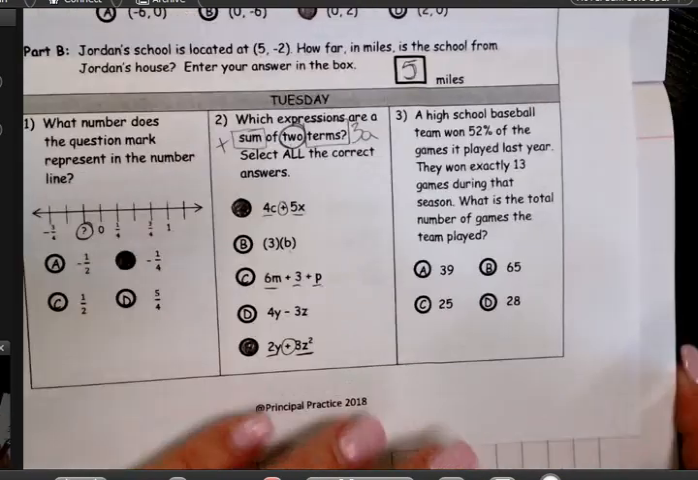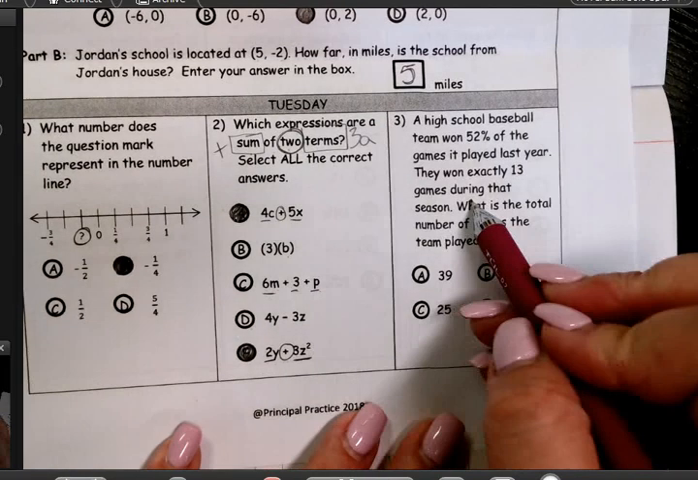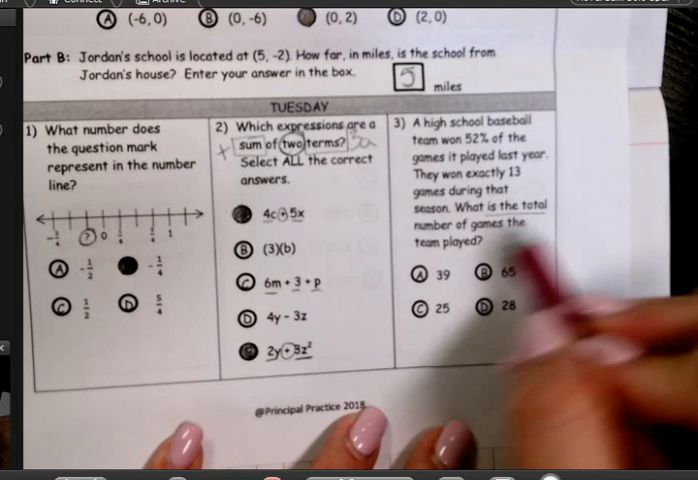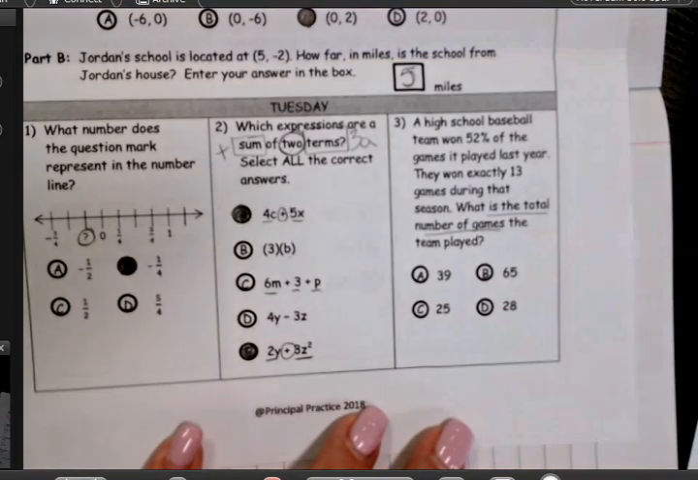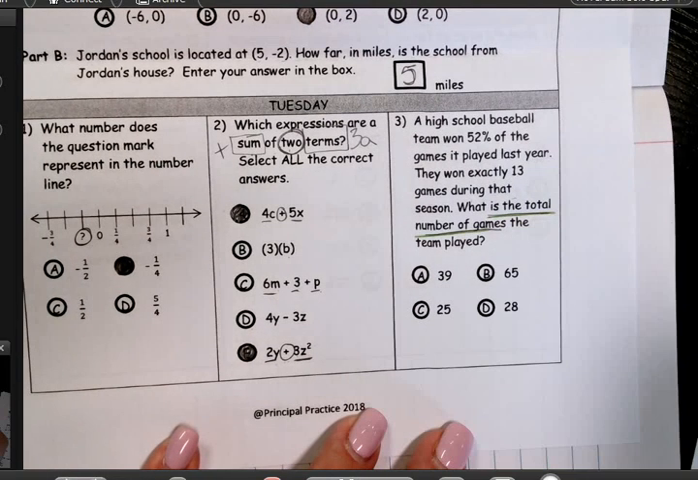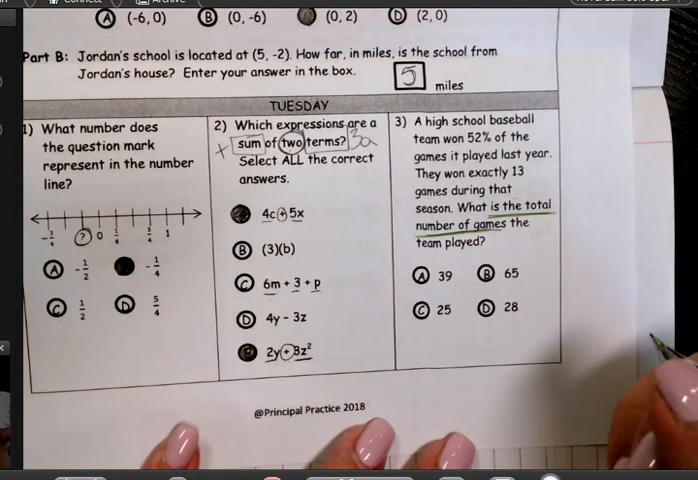Let's look at number 3. A high school basketball team won 52% of the games it played last year. They won exactly 13 games during the season. What is the total number of games played? So, here is the total. How am I going to set this up? Chanston.